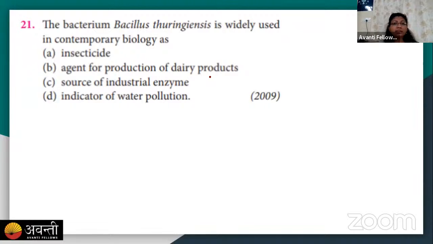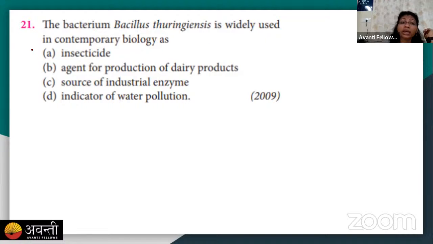The bacterium Bacillus thuringiensis is widely used in contemporary biology as. You have to give your answer. A, insecticide. B, agent for producing a dairy product. C, source for industrial enzyme. And D, indicator of water pollution. So give your answer. Okay. So yes, you have given the correct answer.